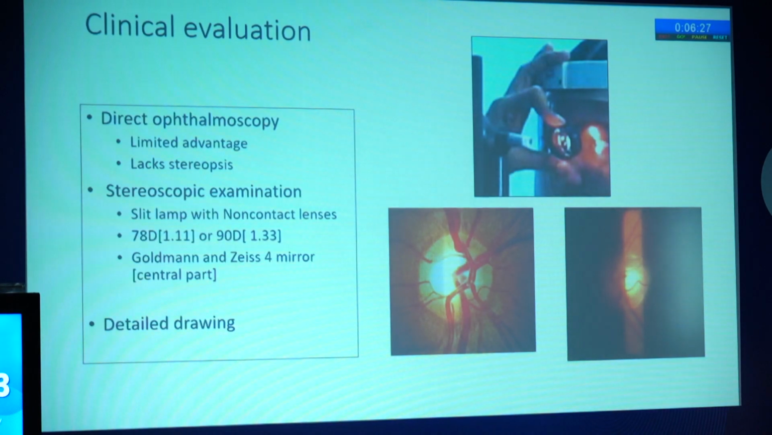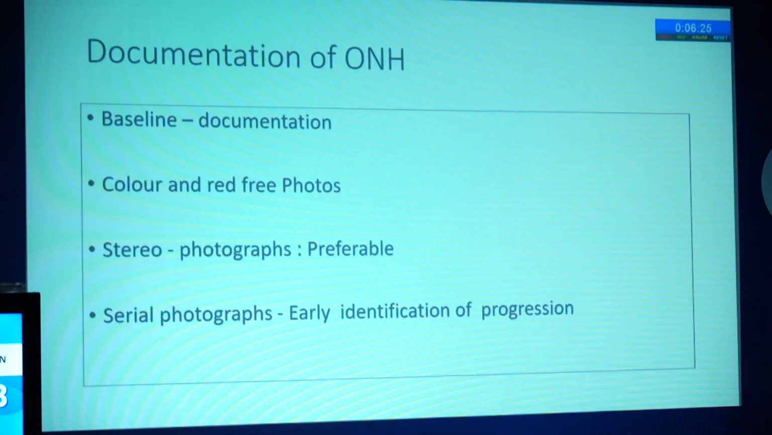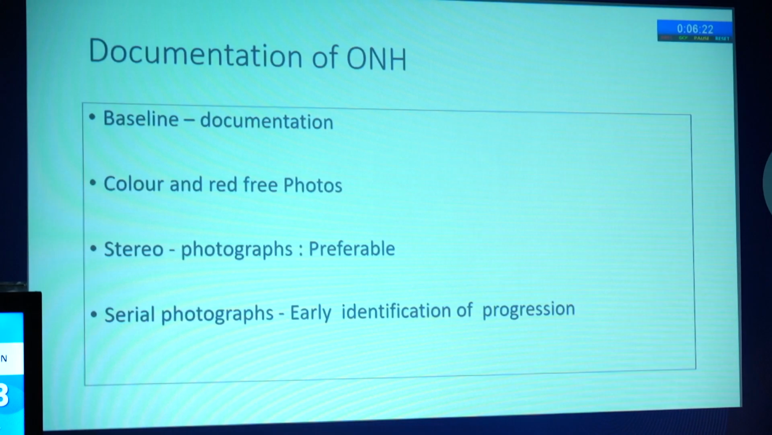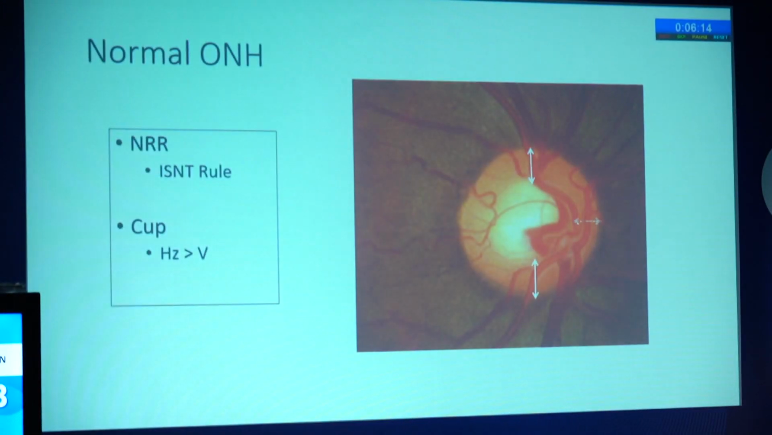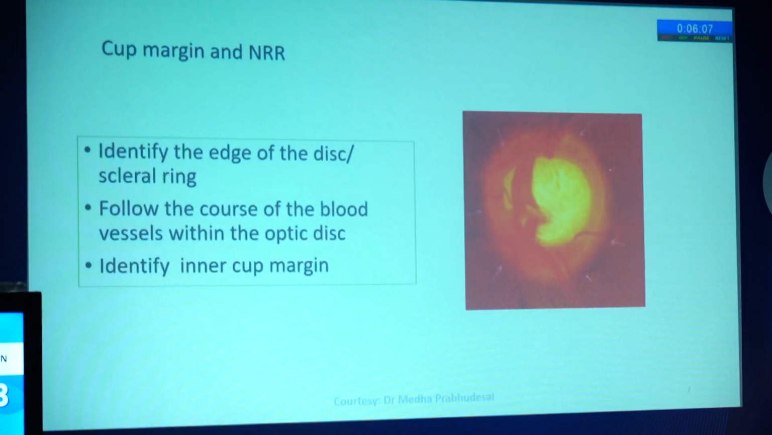Detailed drawing is always helpful. Baseline documentation is needed. You can have color and red-free photographs, and stereo photographs if possible. Stereo photographs help in early detection of glaucoma. Normal ONH, we know, follows ISNT. So the cup is horizontally oval as compared to vertical.